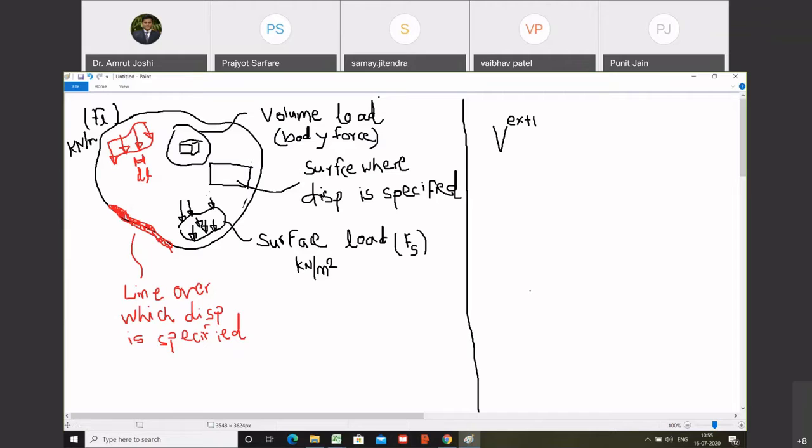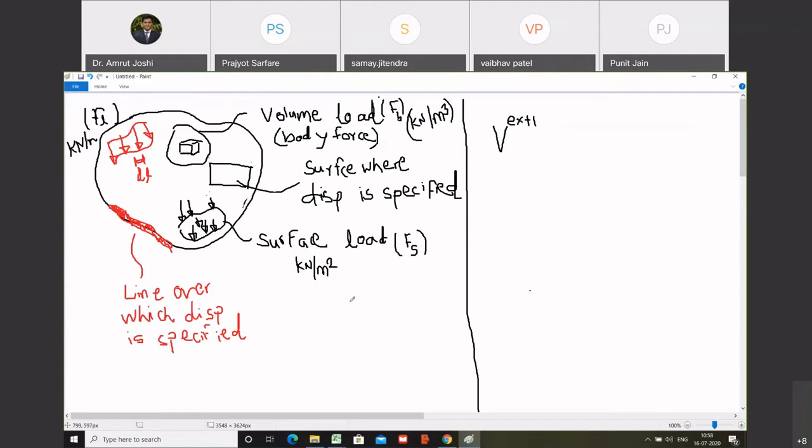And then there is the third type of force, which is volume loads or body forces. So what is the unit, Prajot? Kilonewton per meter cube. Right. So these are the forces which have unit of kilonewton per meter cube. We have discussed this in theory of plates and shells. And we denote these loads by the nomenclature Fb. So B stands for body loads.